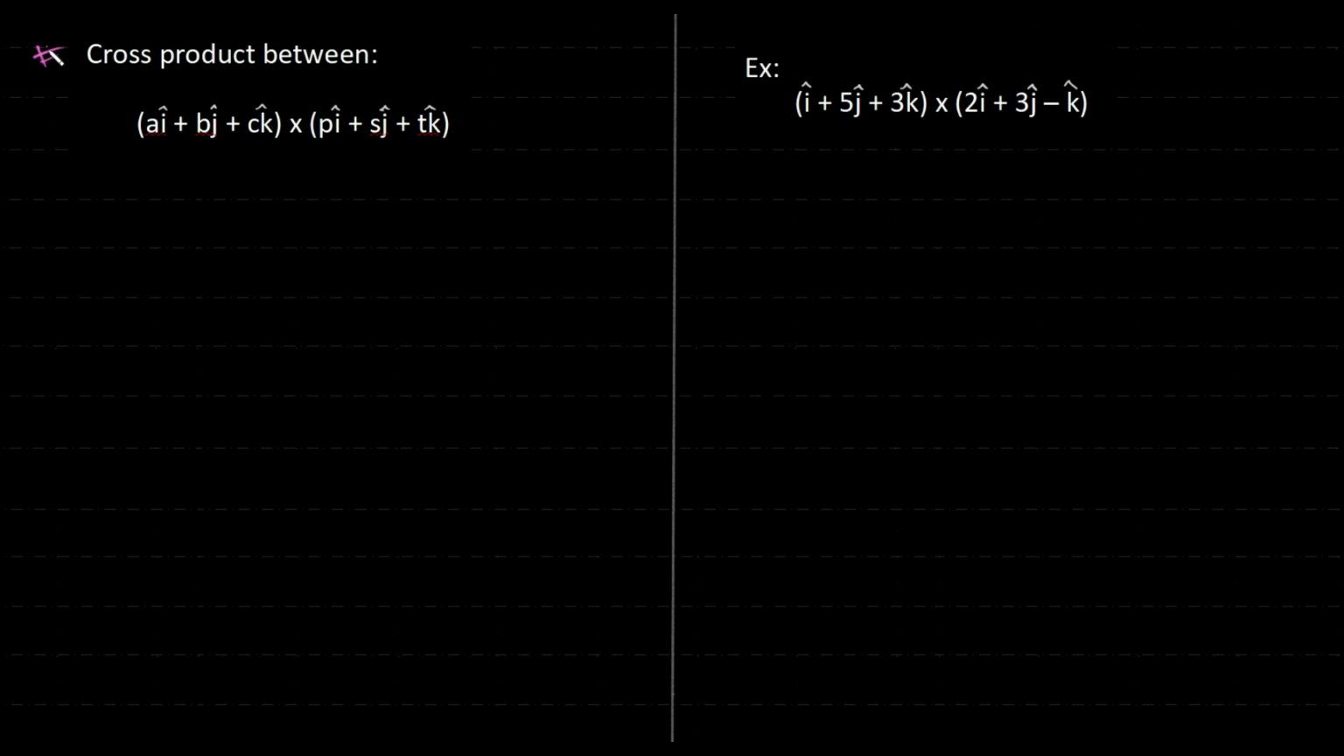Now, how do you find the actual cross product? I spoke about this. We have, say, m and n, and the cross product between them. This is i, j, and k. Then we have this to be m, and that's n. So this is a, b, c, p, s, t.